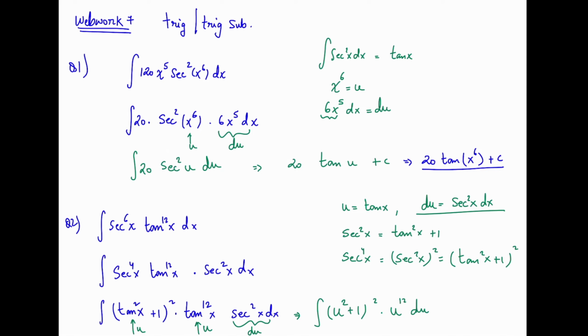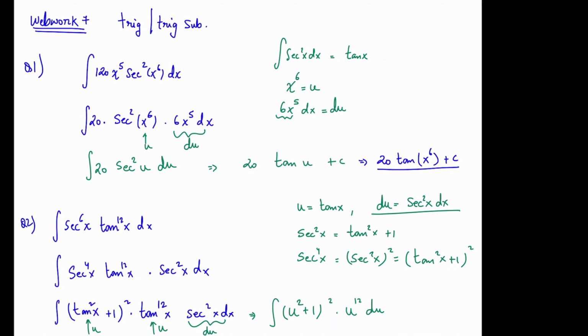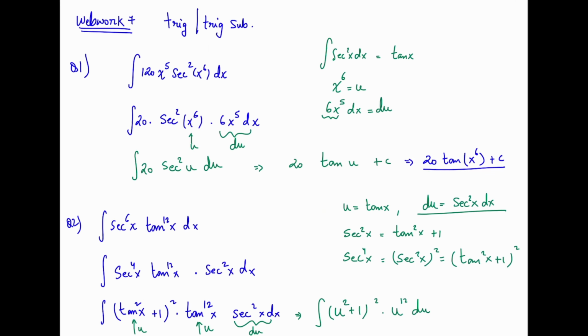u squared plus 1 whole squared times u to the 12 du. Move on to the next page. So question 2, the steps here, is to make sure you have secant and tan like this. You need to know all of the stuff in order to begin this integral.